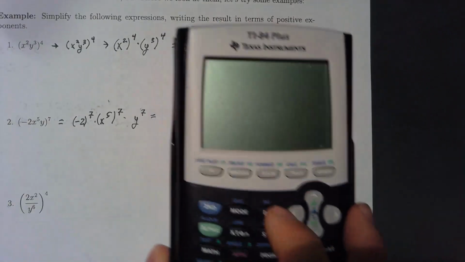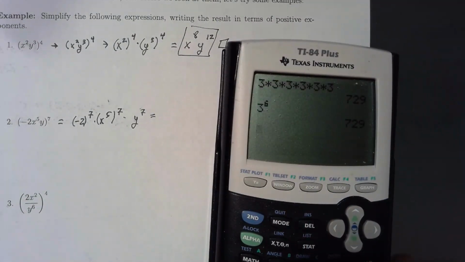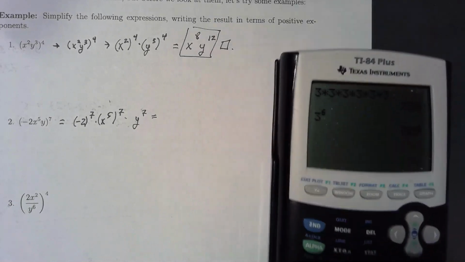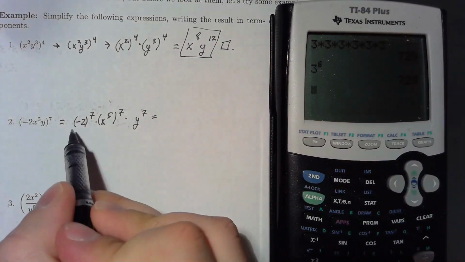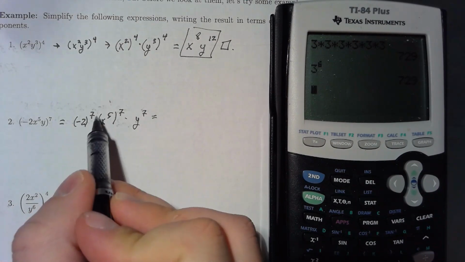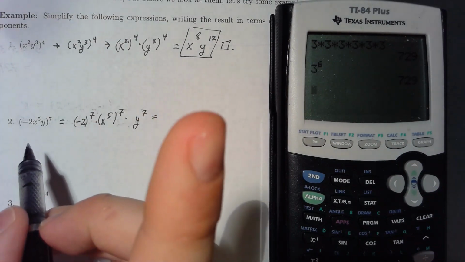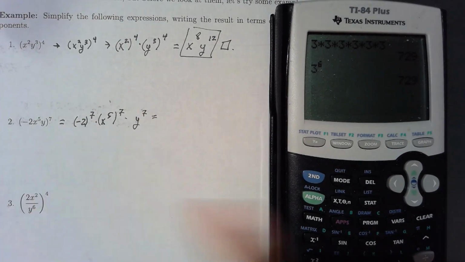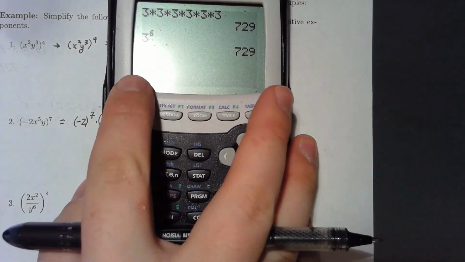If you take out your calculator, you could just do that in your calculator. So now be careful here. What base is this here? Is this 2 to the 7th or is this negative 2 to the 7th? It's negative 2 to the 7th. So when I type this in my calculator, I'm not just going to write 2 to the 7th.